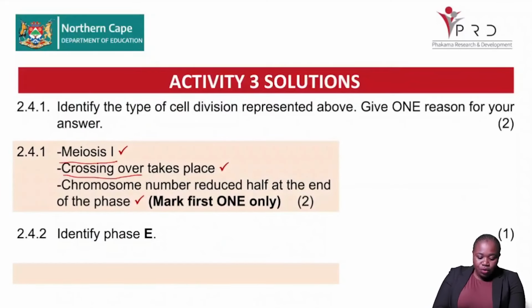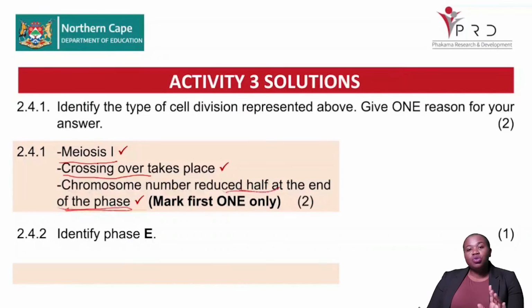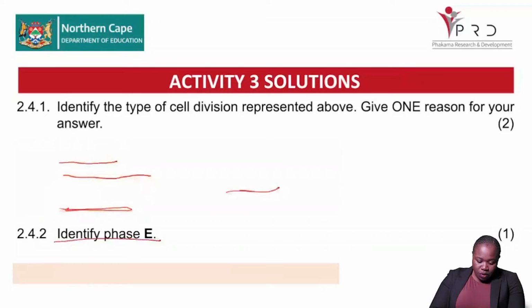Why? Because we can see crossing over taking place. In meiosis 2, crossing over does not take place. What is another reason? Chromosomes are represented in homologous pairs. We do not see chromosomes in homologous pairs when we are looking at meiosis 2, right? And then the number is also reduced at some point. At the end of the phase, numbers of chromosomes are reduced. Remember, at the end of meiosis 2, the chromosome numbers do not change, right? And then identify phase E. Let's go back.